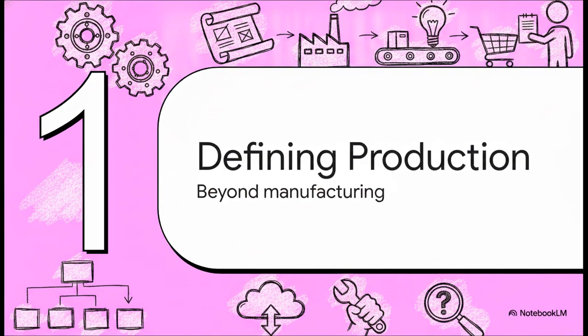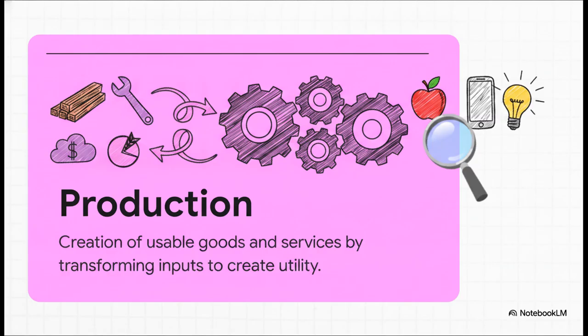Defining the production process. And as we'll see, it is way more than just manufacturing. Let's look at the actual definition. Production is the creation of different usable goods and services, essentially transforming inputs into output to create utility. Now, what's genuinely fascinating about this is that production doesn't actually require the physical conversion of raw materials into a tangible good. It's really all about the creation of utility.